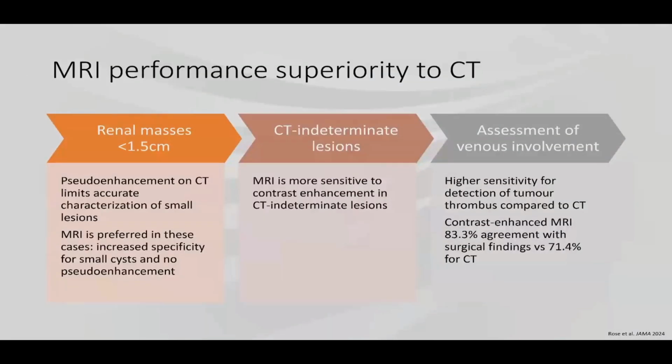The other scenarios where MRI has been proven to be superior to CT is with smaller masses, less than 1.5 centimeters, because in MRI, pseudo-enhancement, which we talked about earlier, is not an issue. MRI is also more sensitive to enhancement than CT, which can help characterize CT indeterminate lesions. And finally, in larger lesions where venous assessment and assessment of tumor thrombus level is very important, MRI is the preferred modality.